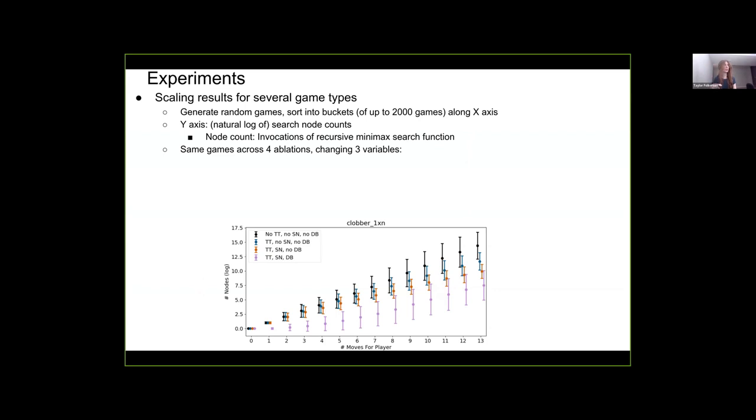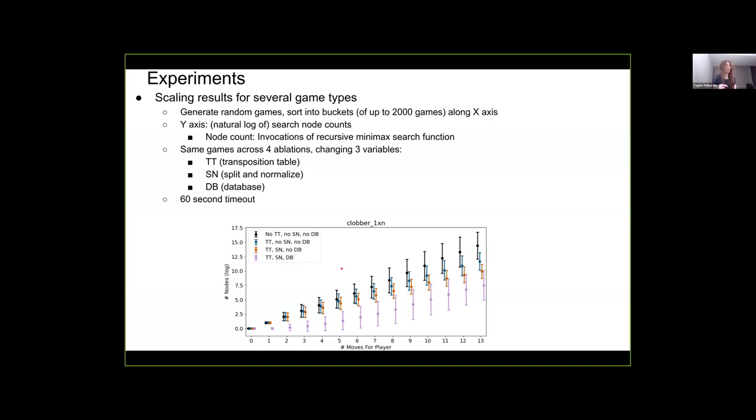Each ablation setting uses the same set of games, and we change 3 variables between them. One is the transposition table, whether or not it's used, whether or not we split and normalize games, and whether or not the database is used. And as we go to each next option, we only add stuff. So here we have no optimizations, and then we add the transposition table, splitting and normalizing, and then the database.